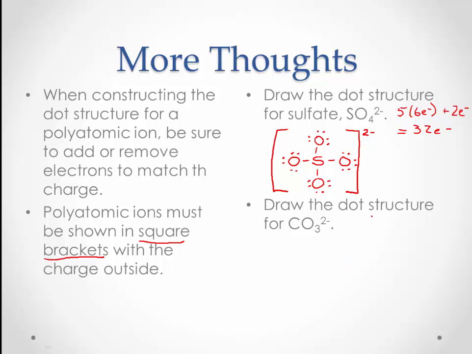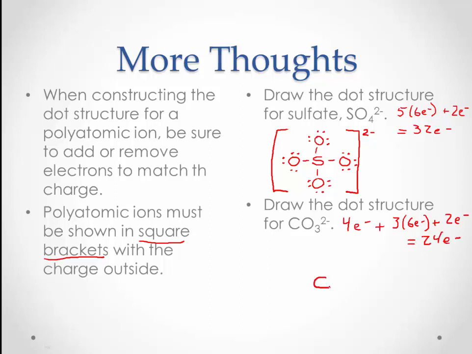All right, just another one to see how these work. So this one's called carbonate. Carbon has 4 valence electrons. We know that oxygen has 6, and we have 3 of those. And then because we have a 2 minus charge, that means it has 2 extra electrons. So we've got 4 plus 18 is 22, plus 2 more is 24 valence electrons to put in this structure.